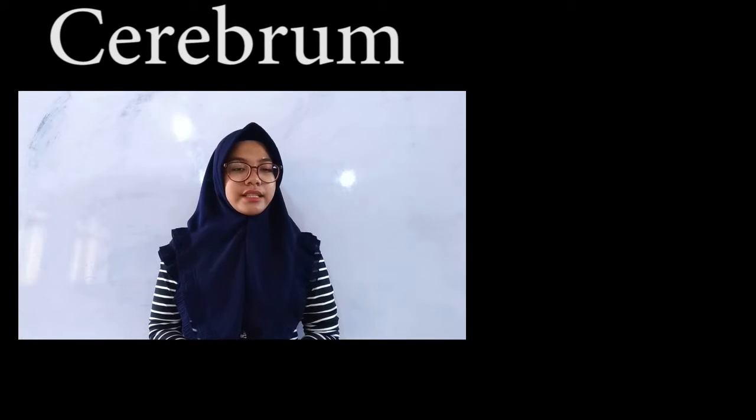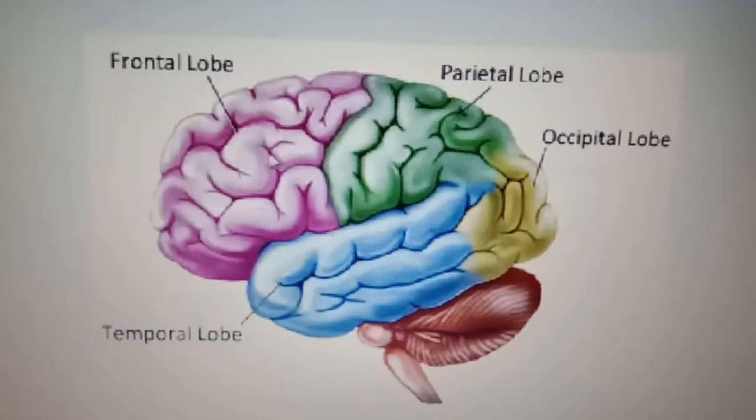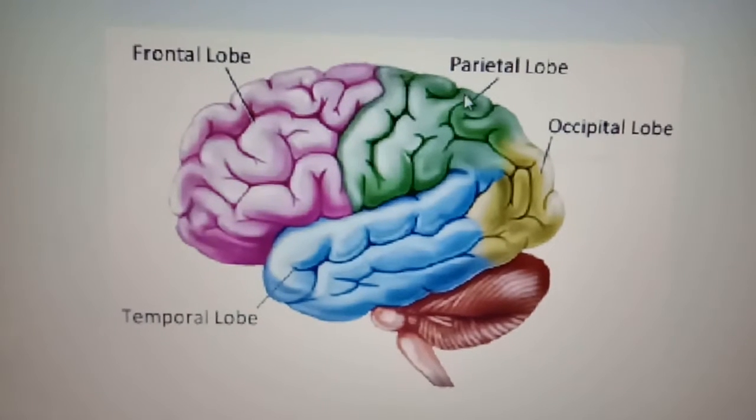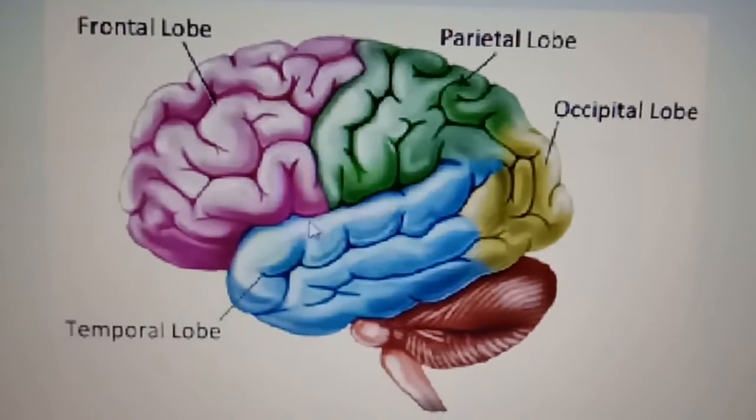It is divided into four sections called lobes. They are the frontal lobe, the parietal lobe, the occipital lobe, and the temporal lobe. Okay, now the function of the lobes.